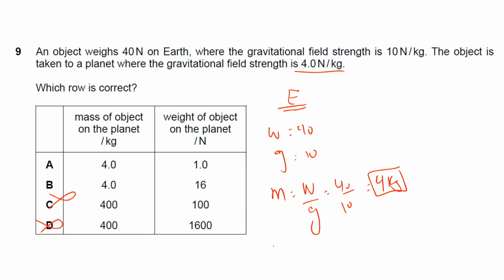Now, if I know the mass, I can find out the weight of that object on the other planet, because the weight is equal to mg. I know the mass is equal to 4 and the g is equal to 4, so that will be 16, and the answer would be B.